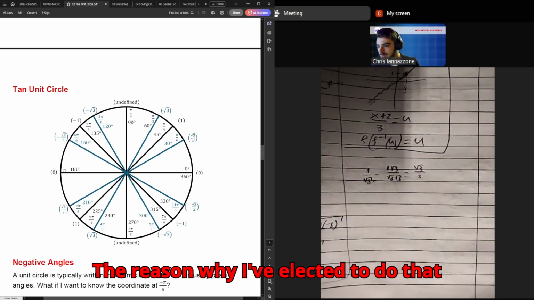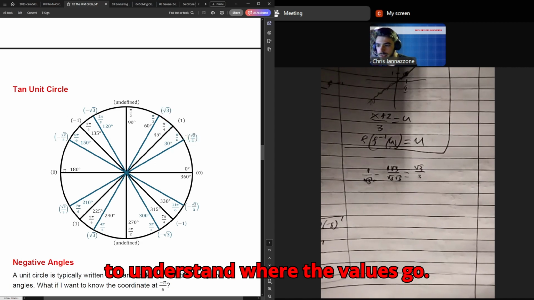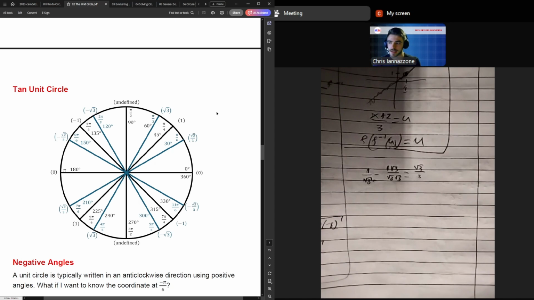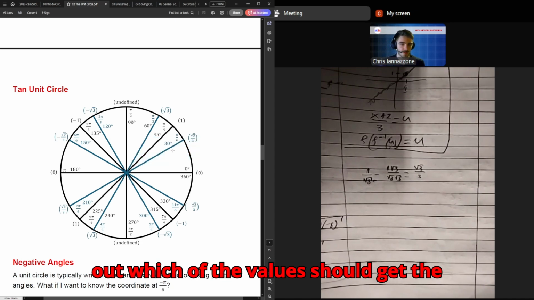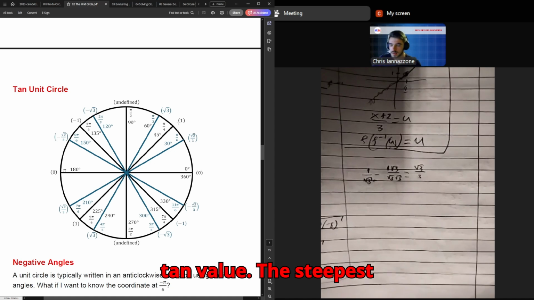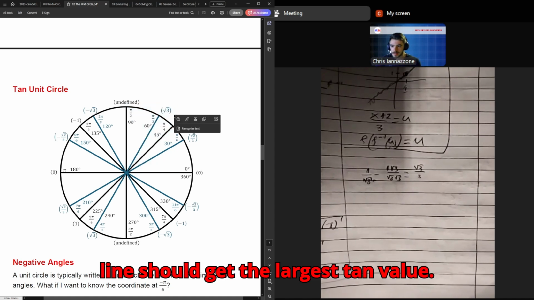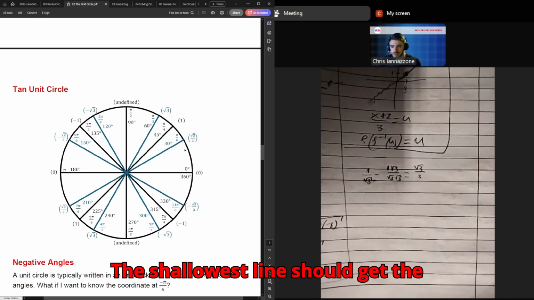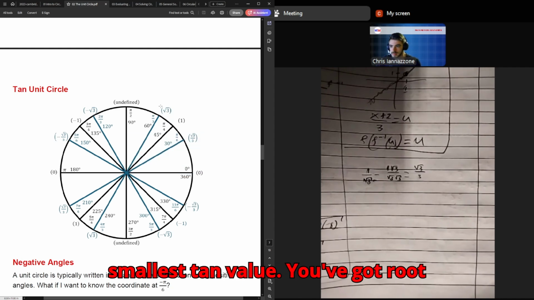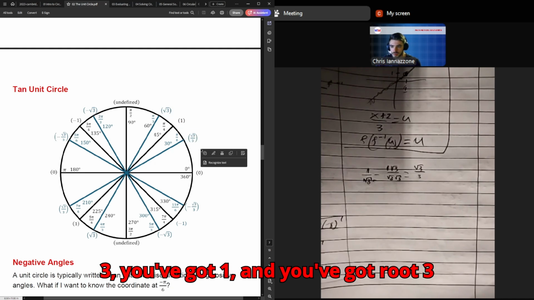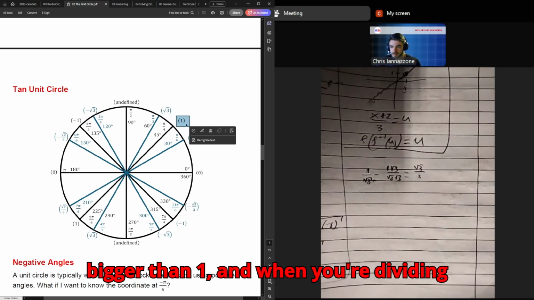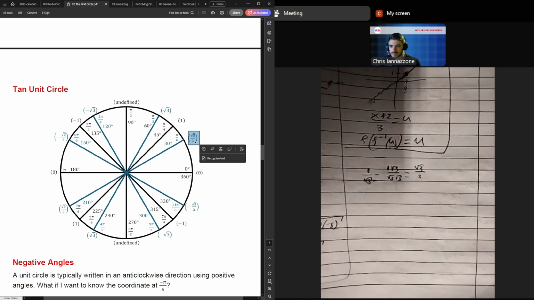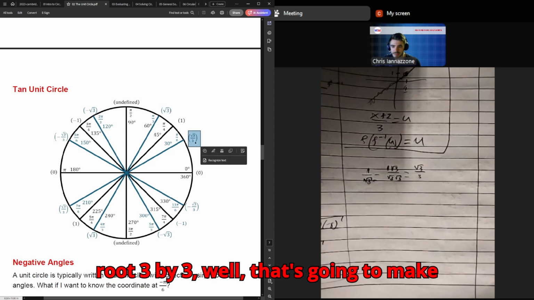The reason why I've elected to do that one instead is because it makes it easier to understand where the values go. If you remember that tan is the gradient of the line, then all you have to do is look at the slope of the line and figure out which of the values should get the tan value. The steepest line should get the largest tan value. The shallowest line should get the smallest tan value. You've got root 3, you've got 1, and you've got root 3 over 3. So it's kind of easy to compare them all. Root 3 is definitely bigger than 1, and when you're dividing root 3 by 3, that's going to make quite a small number.